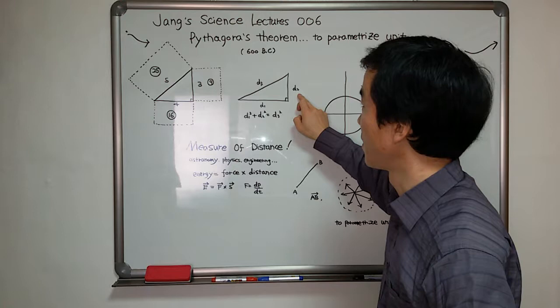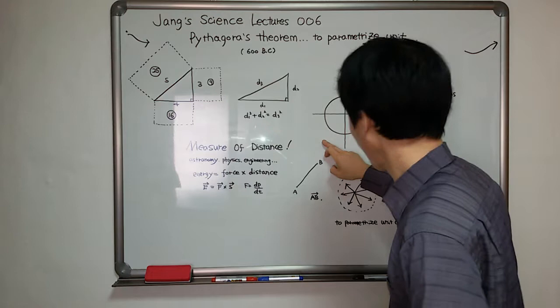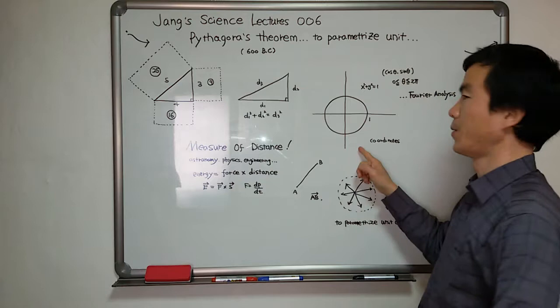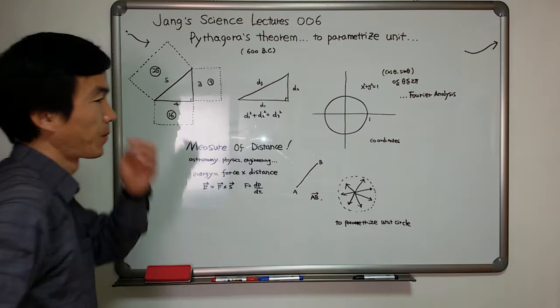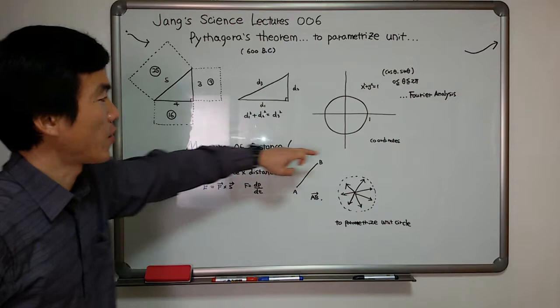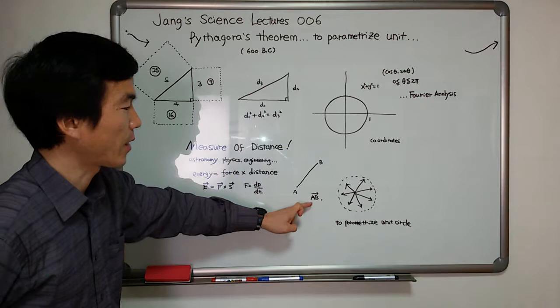This concept to coordinate is one second. Yes. To coordinate one circle, this is one line, one circle. From A to B is a vector AB.